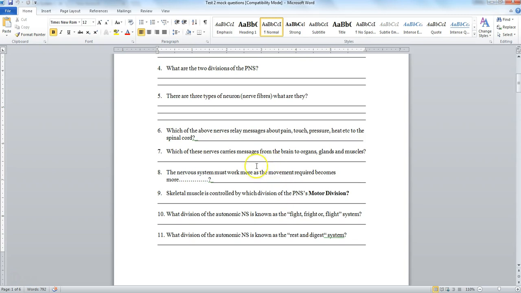So there may be one question left. This is this little one here, number 8. This is more of a generic question, just to finish off this page here. The nervous system must work more as the movement required becomes more. The answer to that is either complex or difficult.